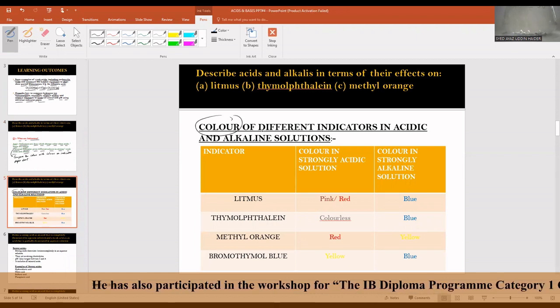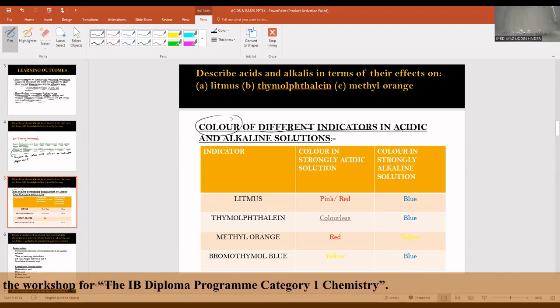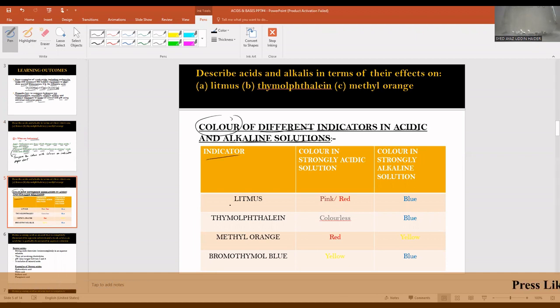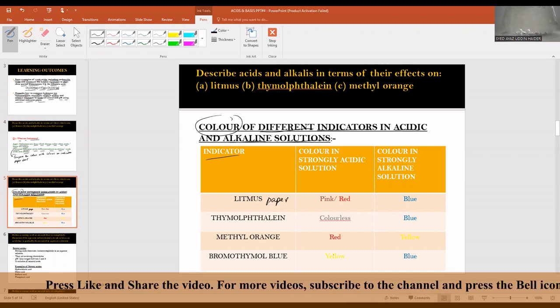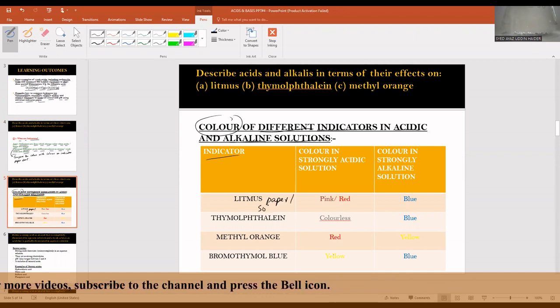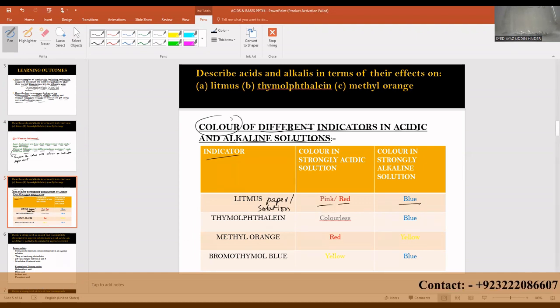Color of different indicators in acidic and alkaline solutions. So first indicator is litmus paper. You can also have litmus solution. In case of acidic solution, it will turn pink or red. For alkaline solution, it will turn blue. Thymolphthalein gives colorless solution for acids and blue for alkaline solutions.